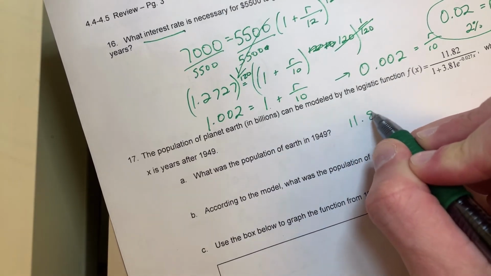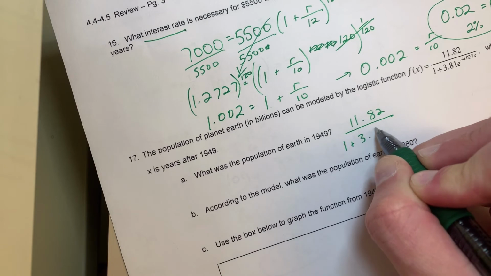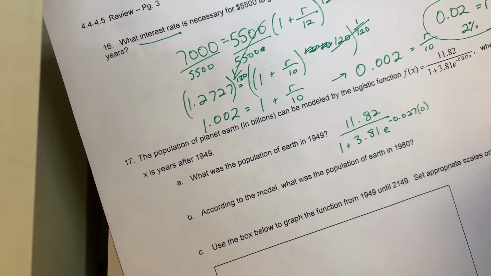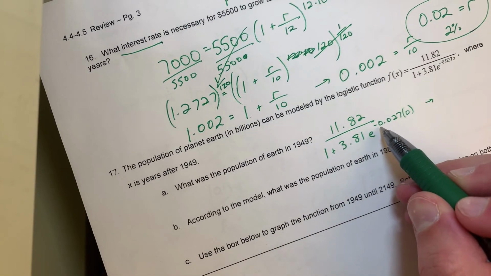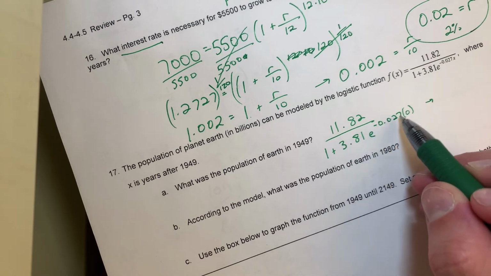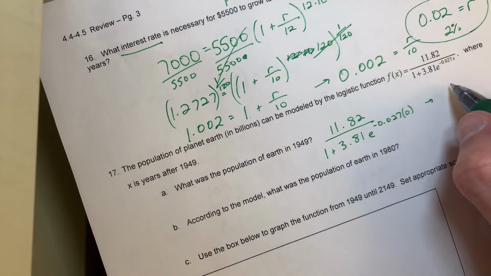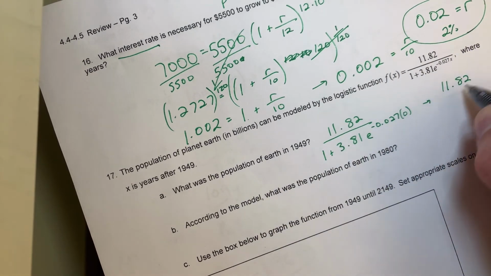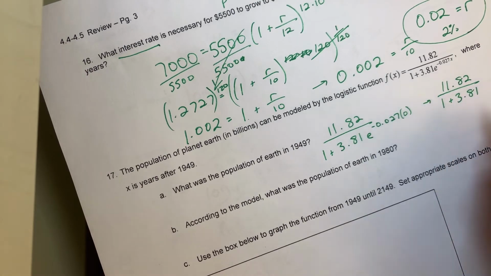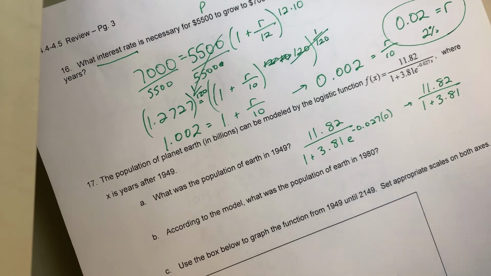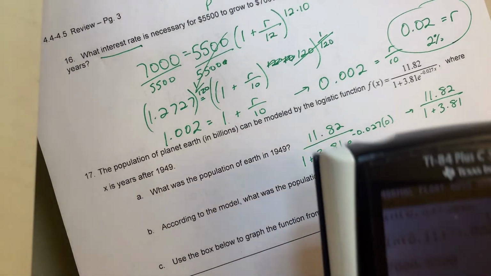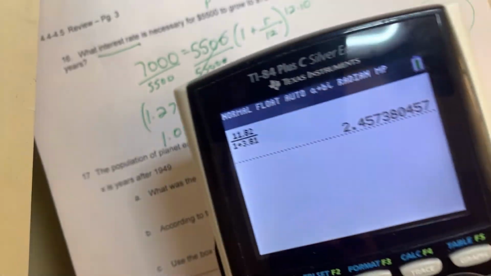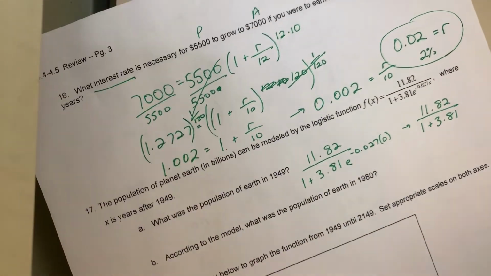So if we did that, 11.82 over 1 plus 3.81 e to the negative 0.027 times 0. What's nice here, this times 0 is 0, even though it's a negative, it's still 0. e to the 0 equals 1, okay? So basically this is all going to go away with that 0x. So 11.82 over 1 plus 3.81. I just need to figure that out. And I get about 2.4574, a couple decimal places.